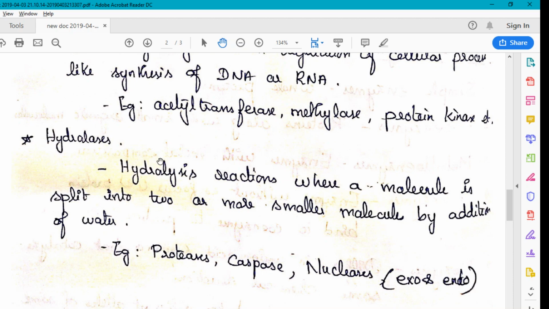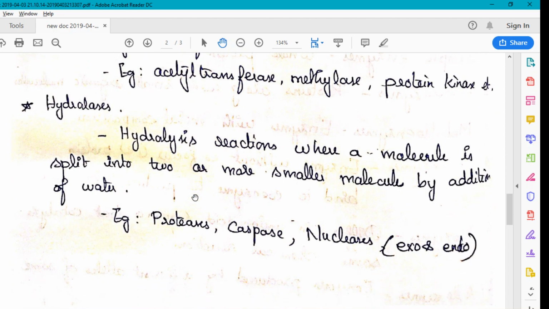Next is hydrolase. These enzymes are involved in hydrolysis reactions, where a molecule is split into two or more smaller molecules by addition of water. So here addition of water is involved. This is why they are called hydrolases. Water molecules are involved in this reaction. Examples: protease, caspase, nucleases. In nucleases, there are two types, exonuclease and endonuclease.